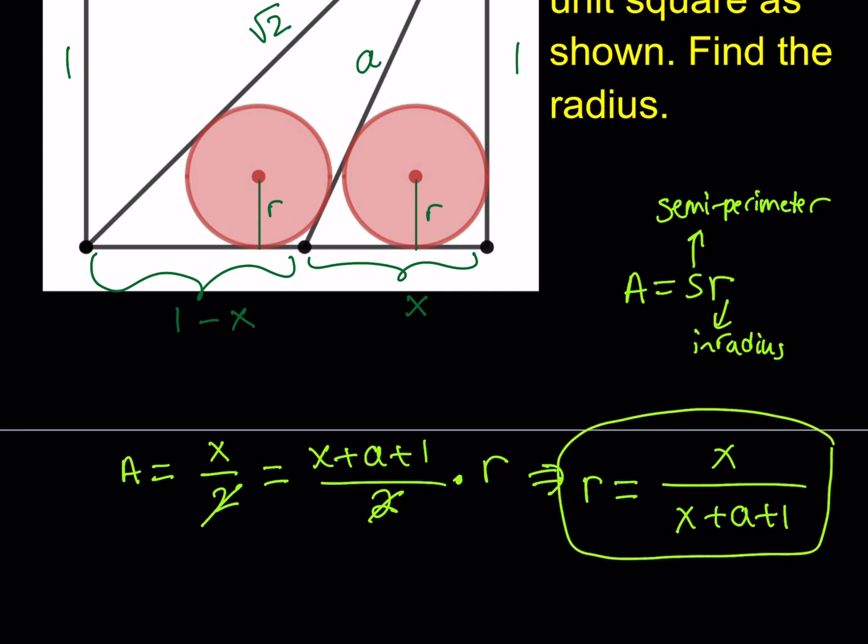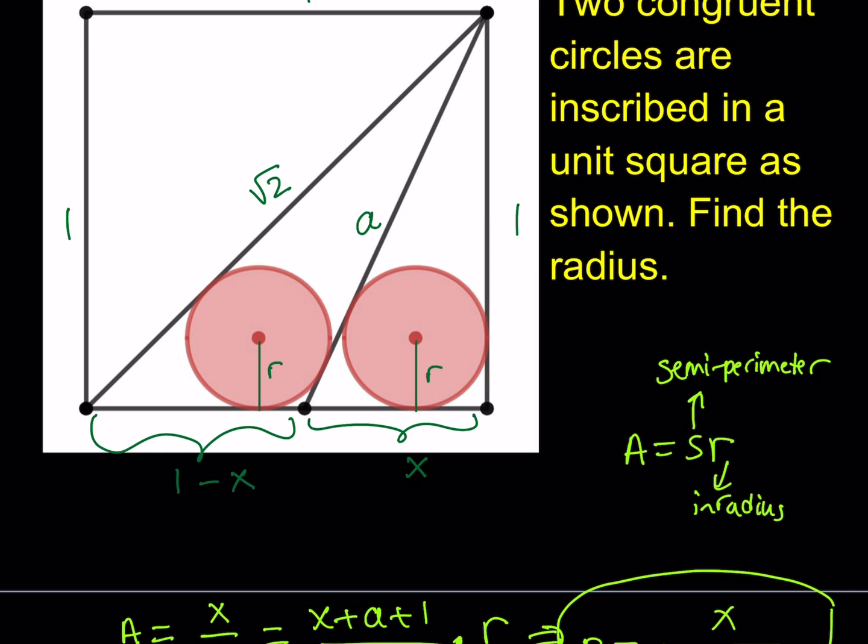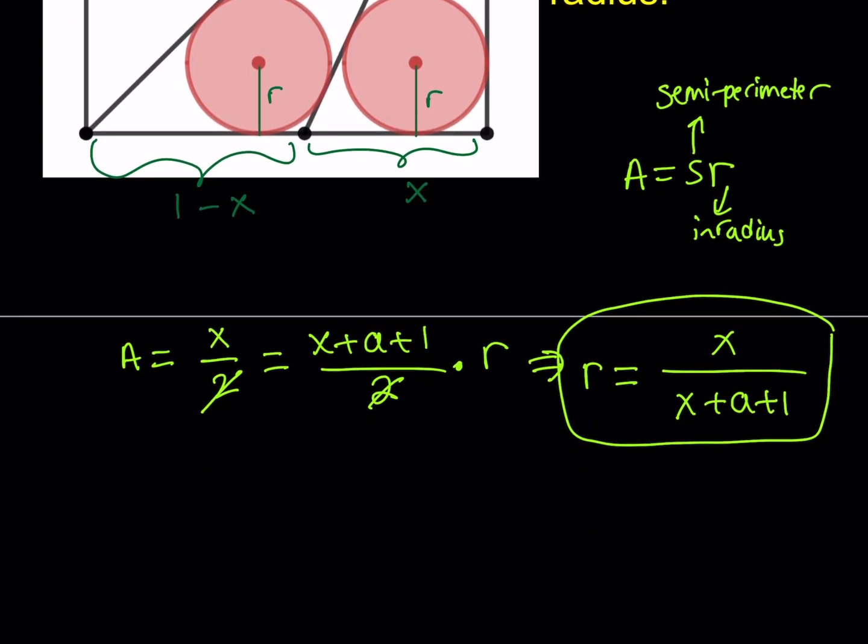That is one expression with 2 unknowns, so we need another equation. Where is that going to come from? It's going to come from the other triangle. That triangle has a base of 1 minus x. But what about the height? The height is the same. These two triangles have the same height, which is 1. So the area would be easy in that case as well.